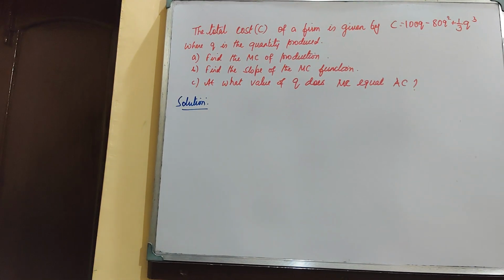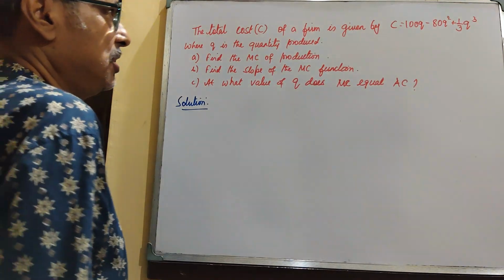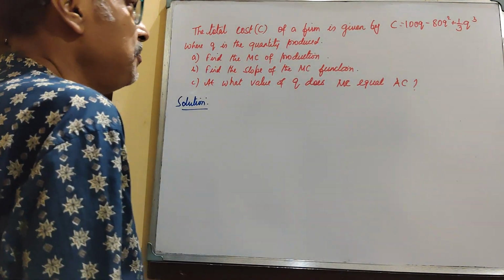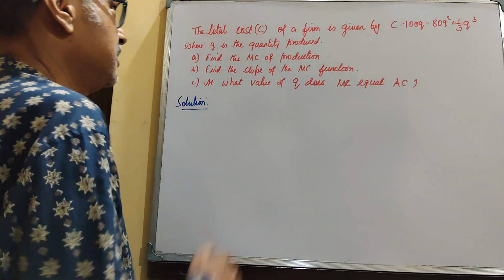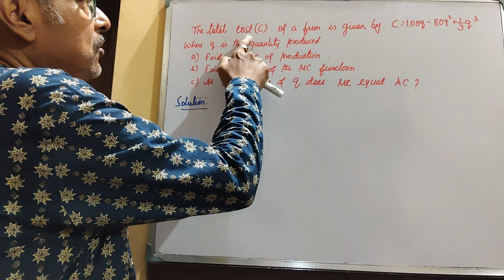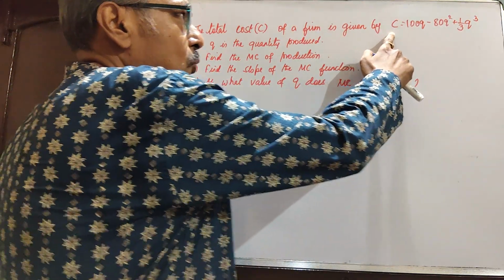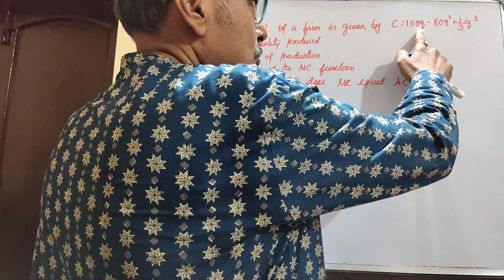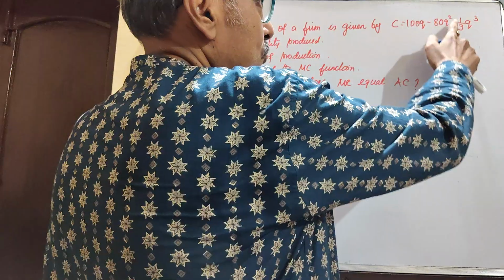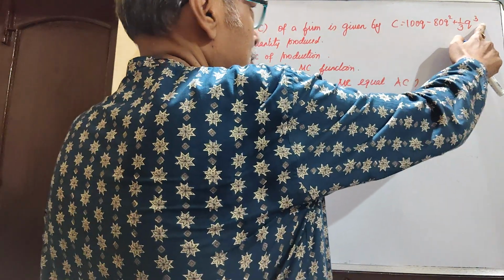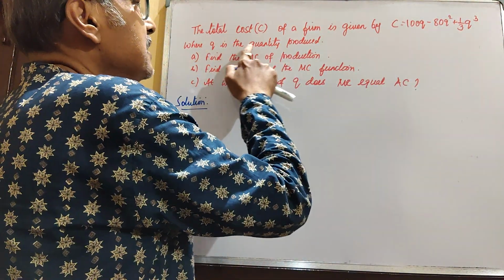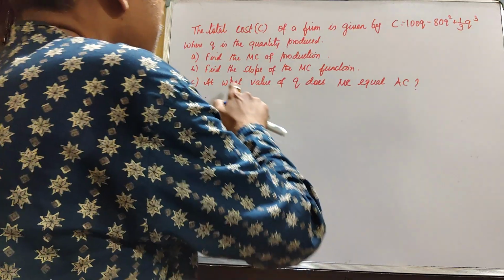Hello, in this video we want to solve this question. This question is from Mathematics for Economics. The total cost of a firm is given by C equals 100q minus 80q squared plus 1/3 q cubed, where q is the quantity produced.